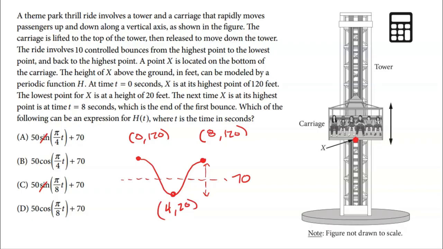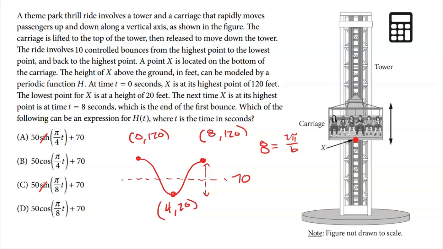Next up is the period. The period is 8 seconds. Now, the formula to find the period is 2 pi divided by b. This is going to allow me to solve for my b value, because if I look at the two choices I have left, B and D, the only difference is the b value. So now I'm going to solve for it.